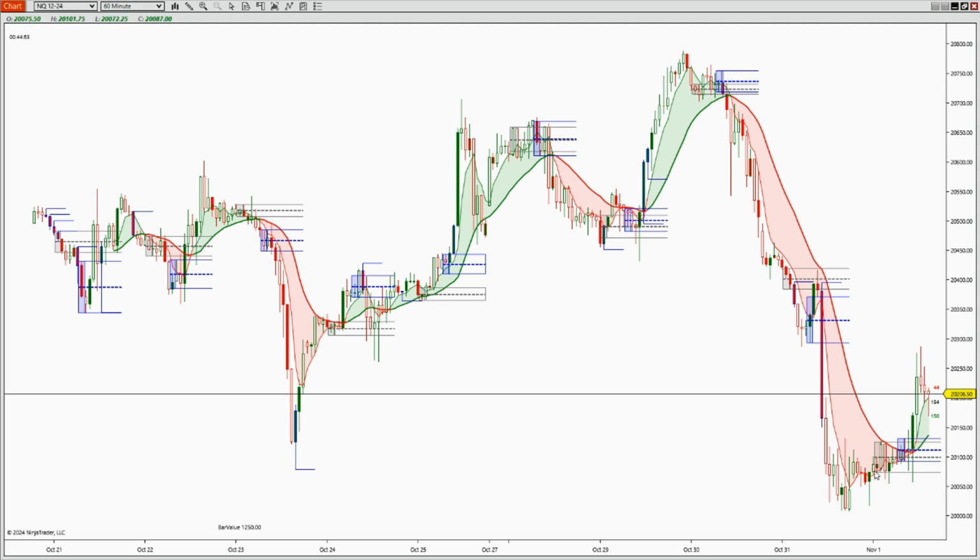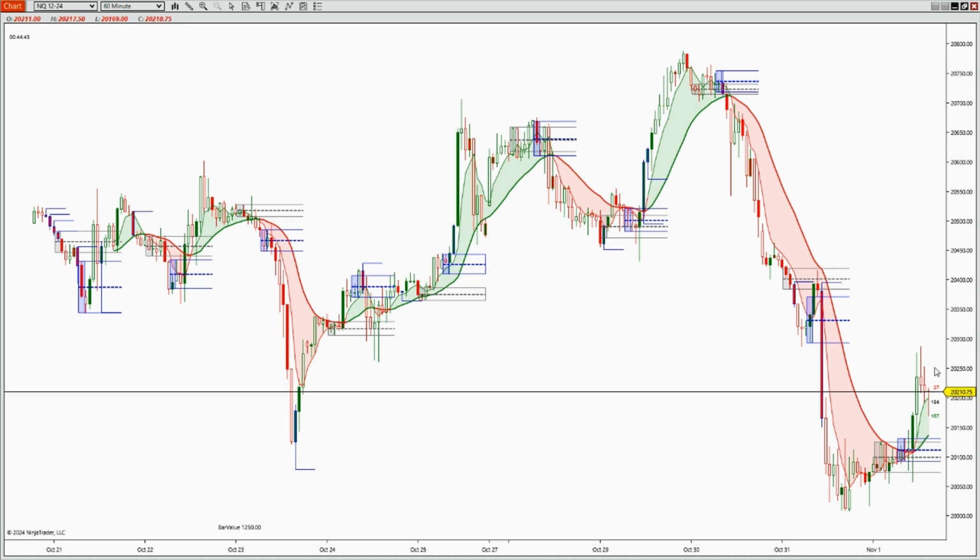Now remember, this is a no close level, this bar right here. They traded under it, but they didn't close, and that's the hard stop bar. This is a hard stop bar. So maybe let's just turn it around. Let's go ahead and get back to it.